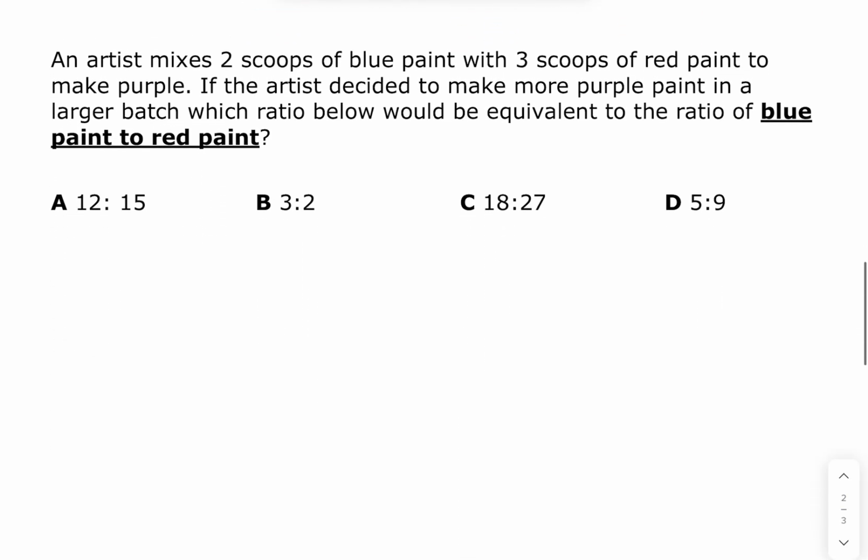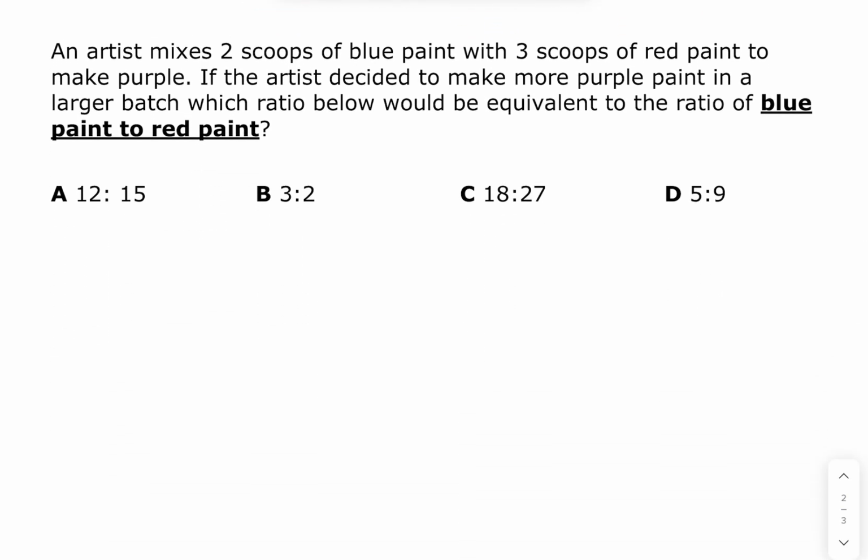All right, so this is what it would look like in a word problem. An artist mixes 2 cups of blue paint with 3 scoops of red paint to make purple. If the artist decided to make more purple in a larger batch, which, grab our highlighter, ratio below would be equivalent to the ratio of blue to red paint.